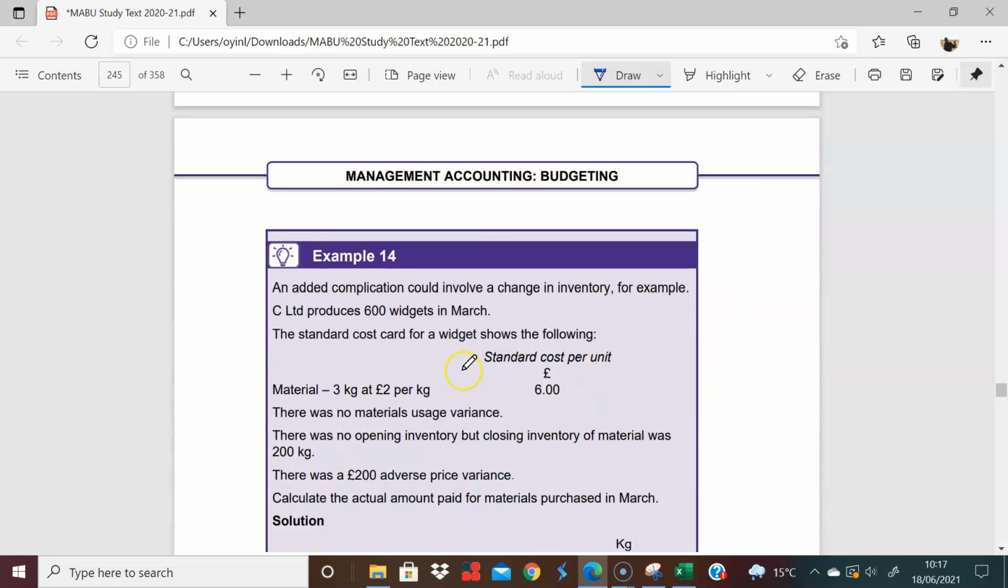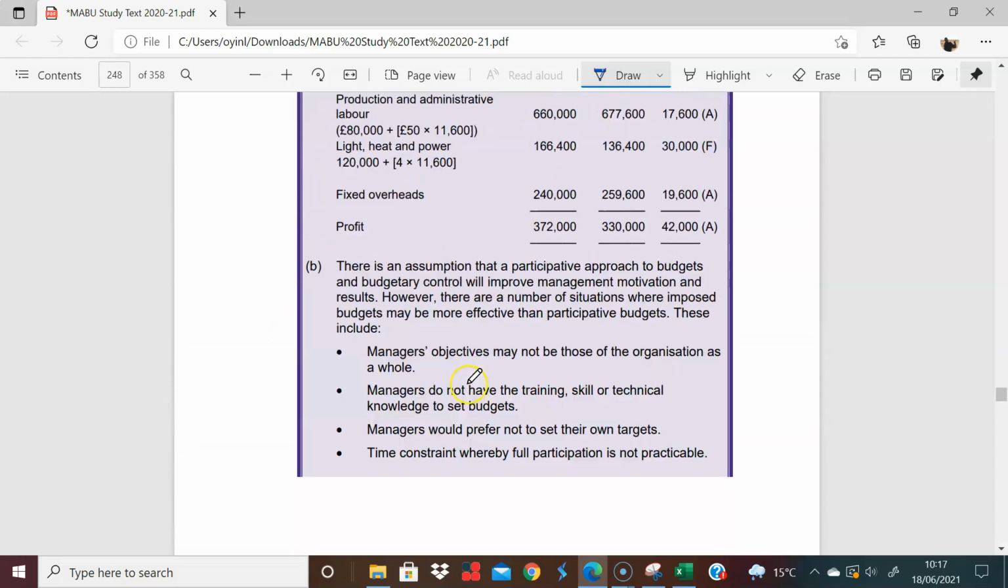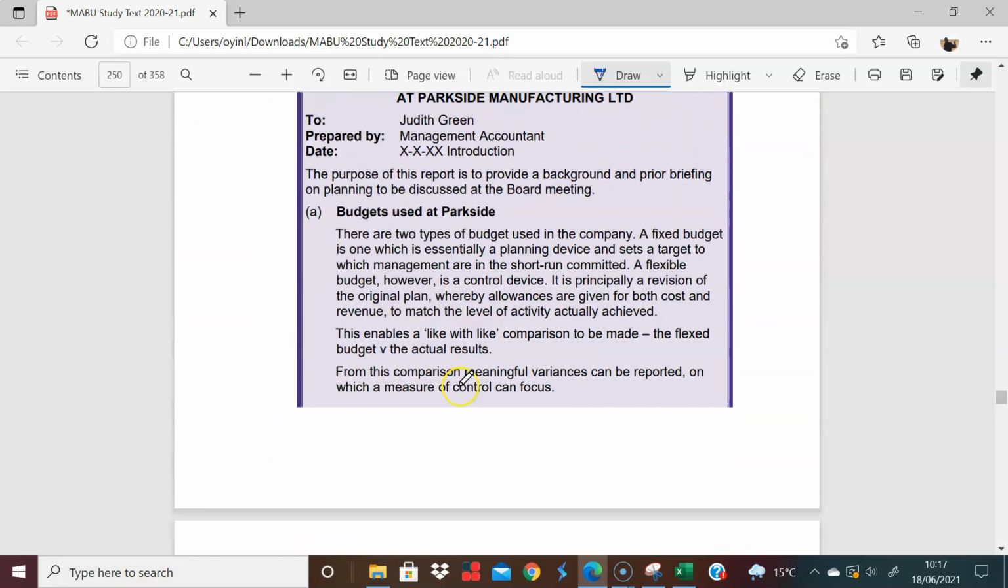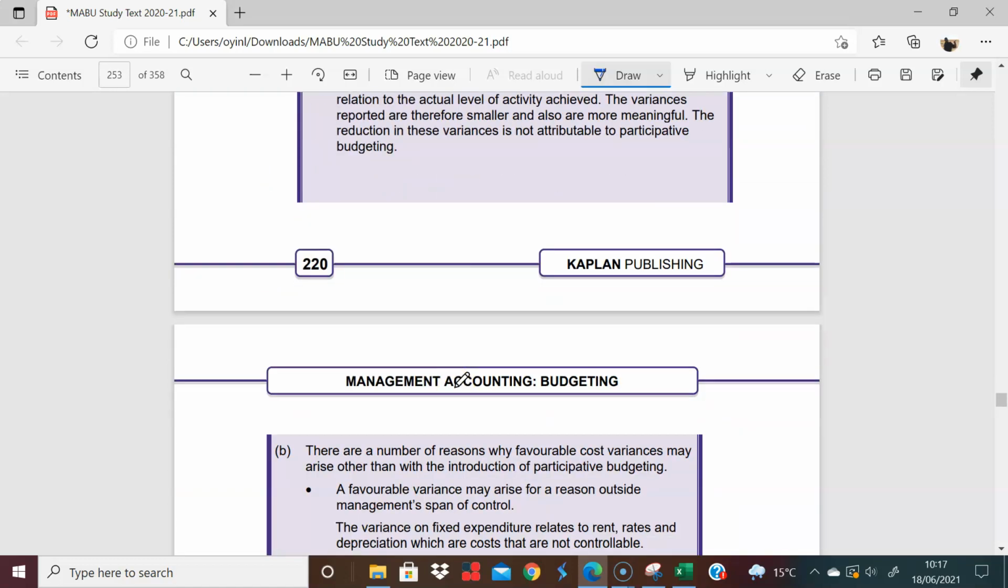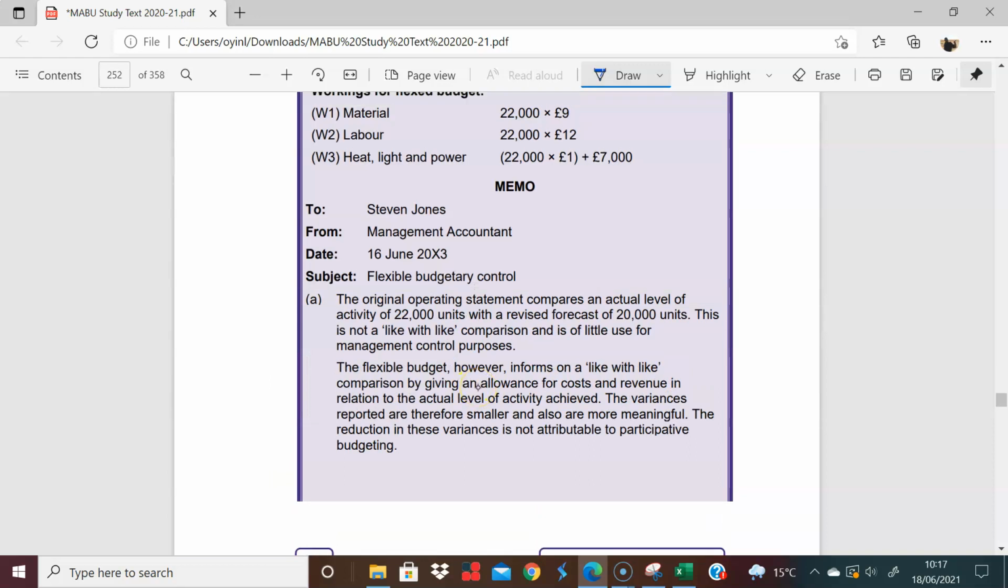But I don't want you to be restricted by that. You can be as creative as you want to be, as long as you're aware that we're looking for reasons behind a favorable cost variance. So just looking at this, like I said here, the original operating budget compared 22,000 units with a revised forecast of 20,000. This is not a like-for-like comparison. The flexible budget, however, gives a like with like comparison because we are looking at activity based on the 22,000 units.